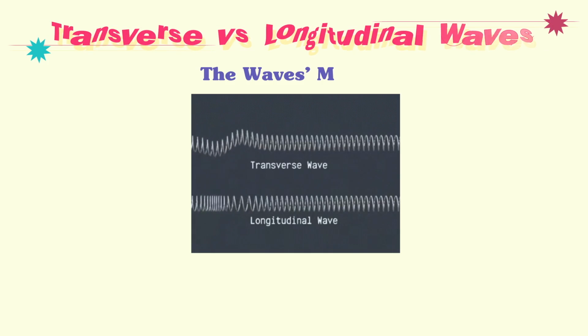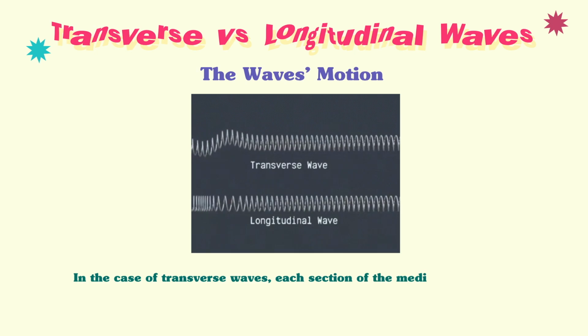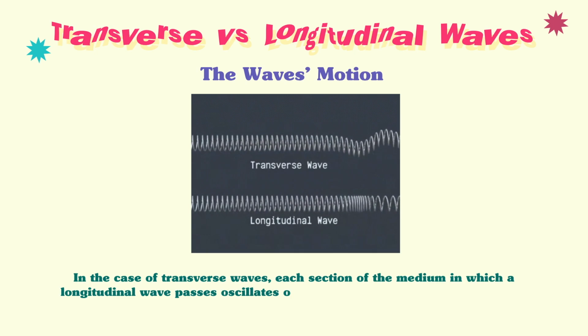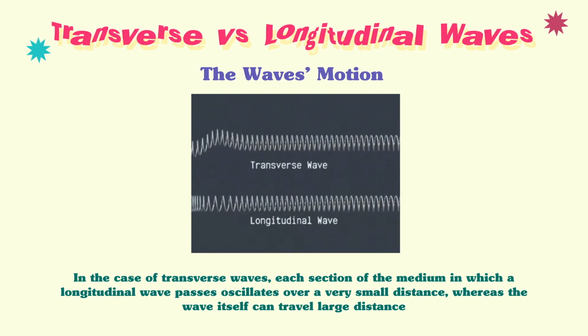Transverse waves versus longitudinal waves. These are the wave motions of both types of waves. In both cases, a section of the medium in which the wave passes oscillates over a very small distance, whereas the wave itself can travel a large distance.